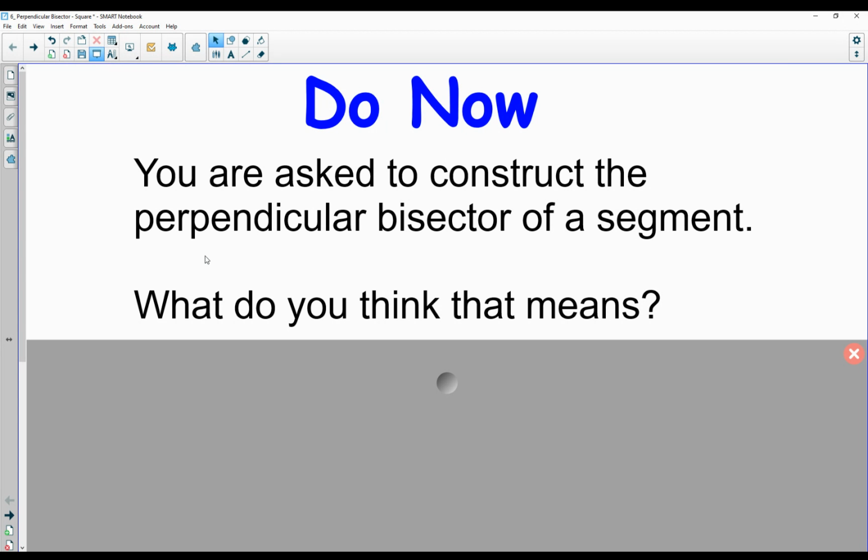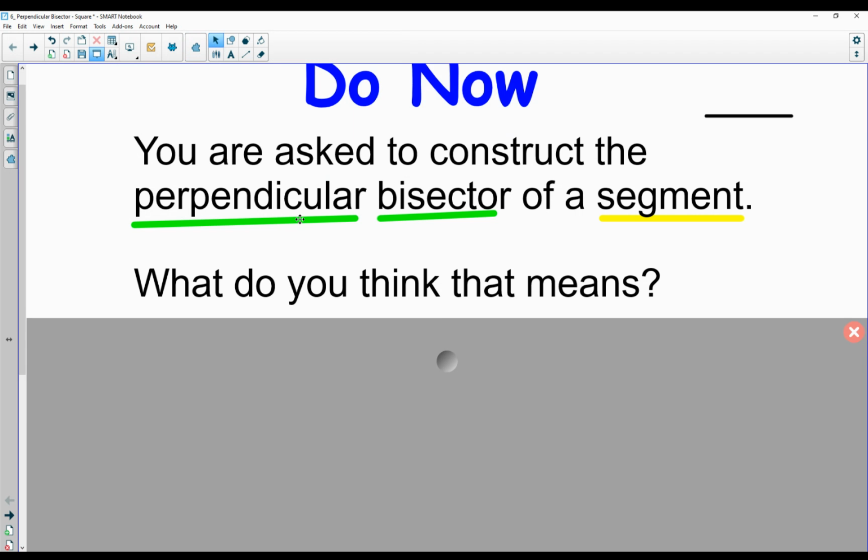I think maybe of what that sentence says, there are really some familiar terms, but maybe altogether it doesn't really make much sense. So first, we're starting with a segment. Someone tells me I have a segment and I need to construct the perpendicular bisector of that segment that I just created up here. So what am I going to do to that segment?